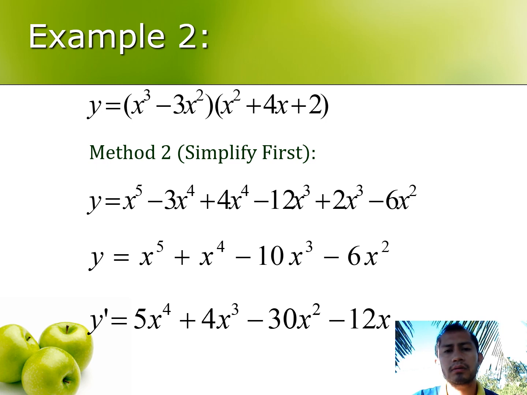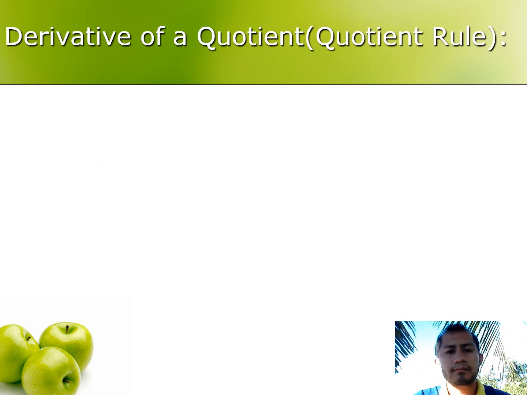Again, the answer is still the same. However, not every product rule problem can be multiplied or simplified. I am just showing that two methods are applicable if the given equation can be simplified or multiplied. However, if it is not possible, then the only resort is method 1, the product rule.